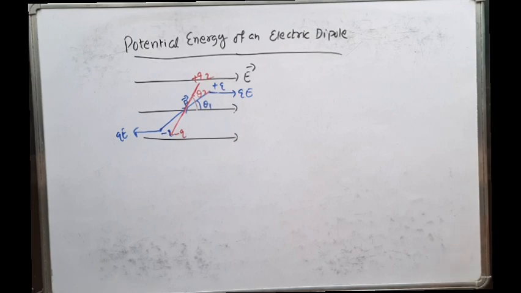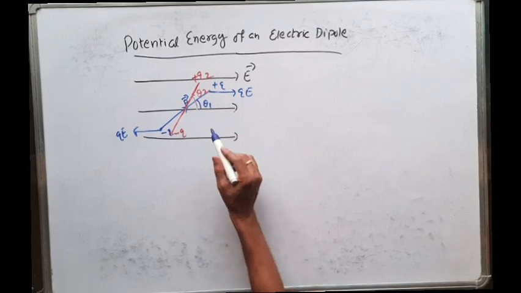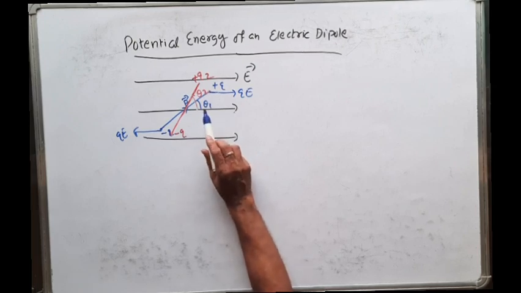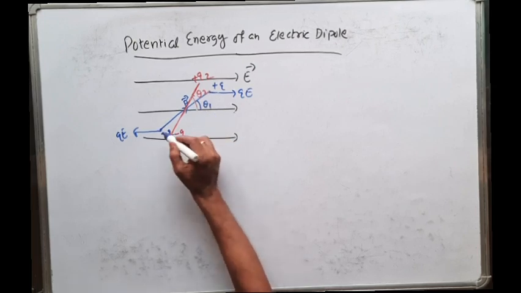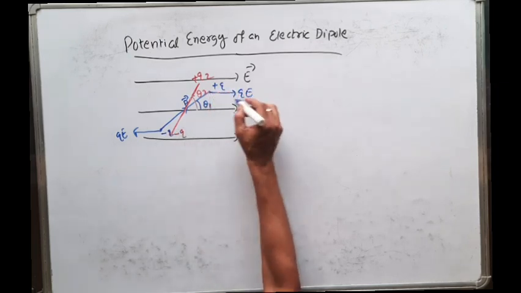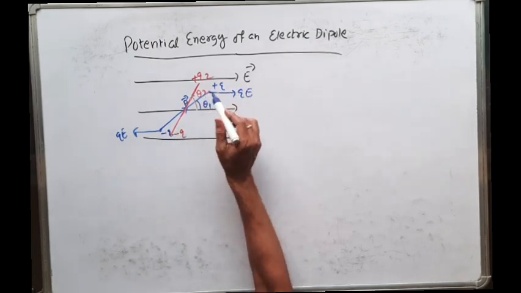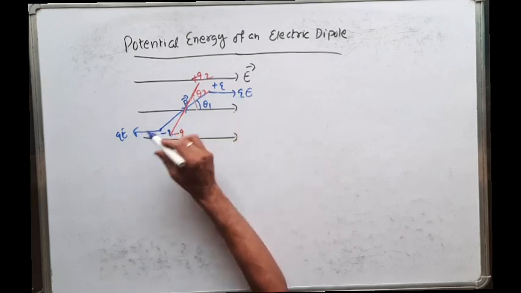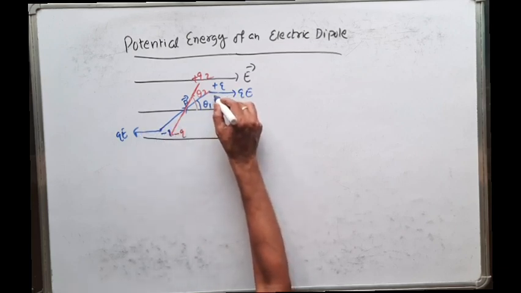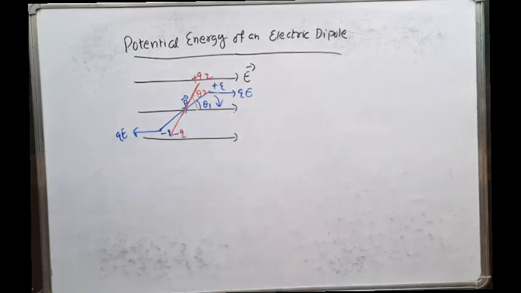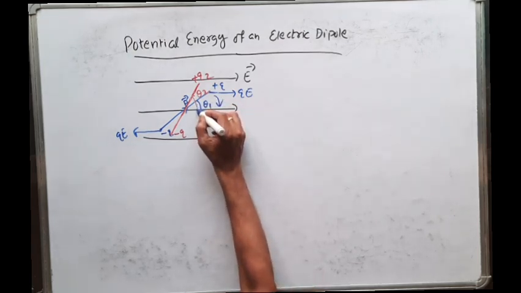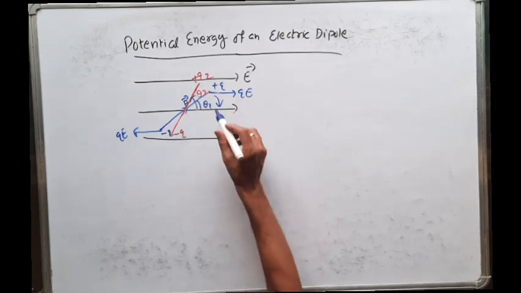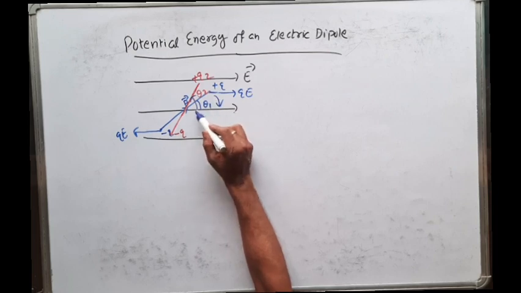So in this process, the external agent is doing some work. Or you can say, what is the direction of the torque? So in the initial case, this is qE, this is qE. These two forces will produce a torque in which direction? Clockwise direction. But we have to rotate this dipole in which direction? Anti-clockwise direction. So against the torque, we have to apply some external torque so that the dipole will move from theta 1 to theta 2.